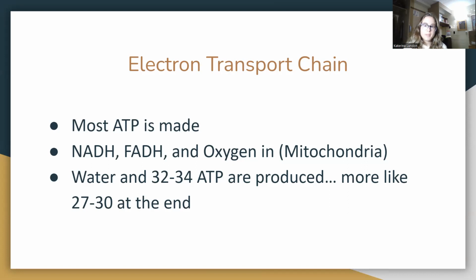However, because you need ATP, you need more energy to do the processes that also create ATP. So throughout the 3 parts of the cycle, you're going to be losing some of the ATP that's being made. So it's more like 27 to 30 ATP at the end.